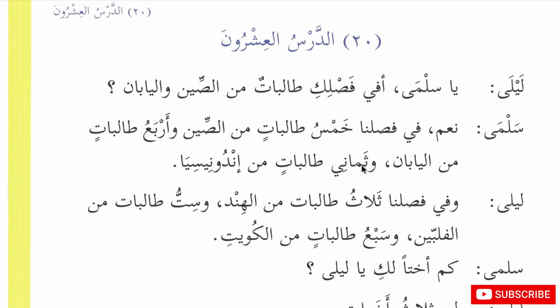So I'm not sure if it's ثمانيو or ثماني. I believe it's ثماني here, as it's shown here. وثماني طالبات, and 8 students من Indonesia, from Indonesia. وفي فصلنا ثلاث طالبات من الهند. And in our class there are 3 students from India. وست طالبات من الفلبين. And 6 students from the Philippines. والسبع طالبات من الكويت, and 7 students from Kuwait.